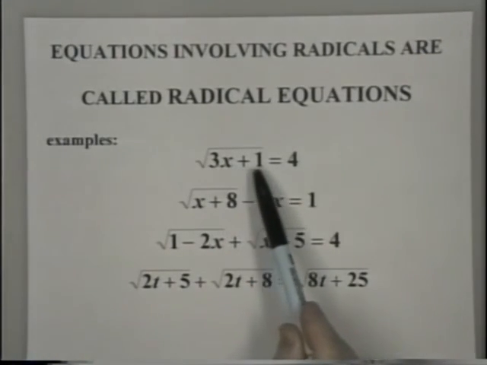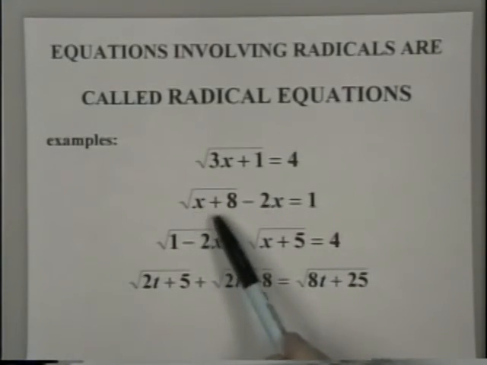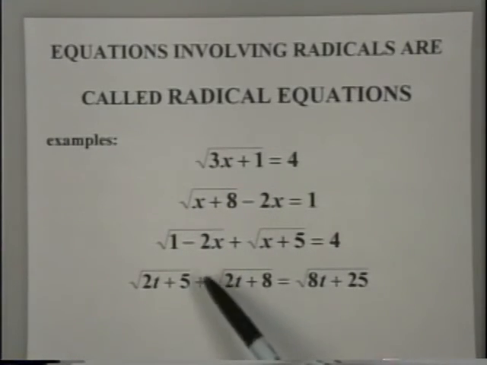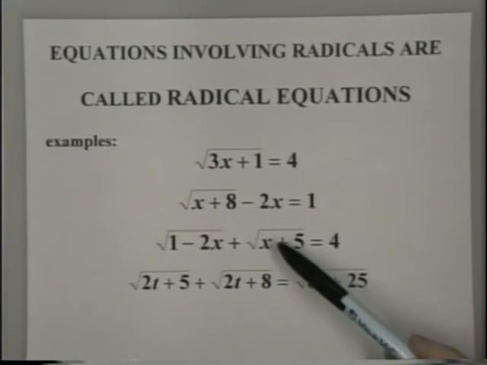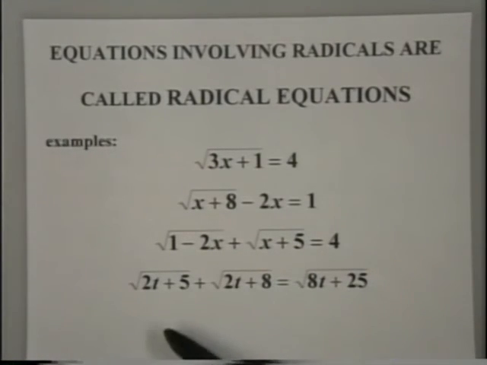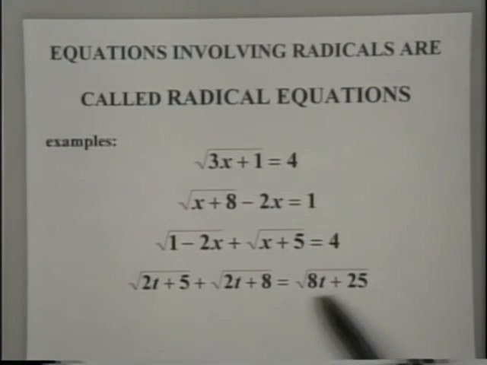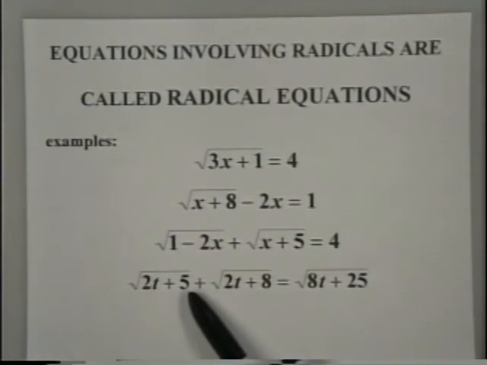Square root of 3x plus 1 equals 4. The square root of x plus 8 minus 2x equals 1. The square root of 1 minus 2x plus the square root of x plus 5 equals 4. Notice the number of radicals keeps increasing. And finally, we've got an equation with 3 radicals: the square root of 2t plus 5 plus the square root of 2t plus 8 equals the square root of 8t plus 25. Notice the variable happens to be t in that one. No particular reason, it just happens to be that.